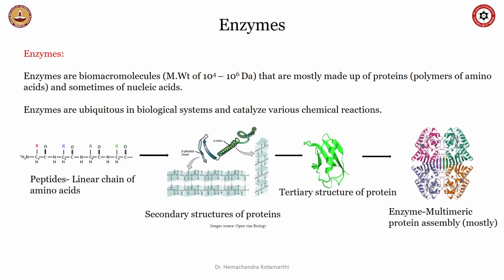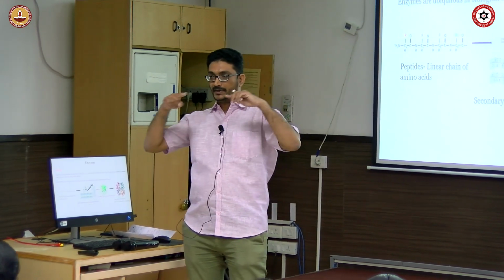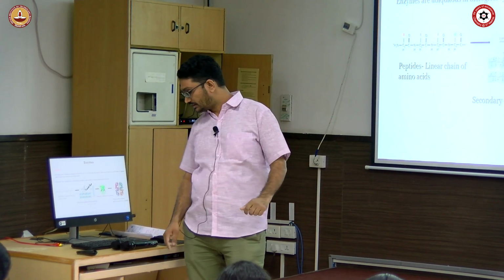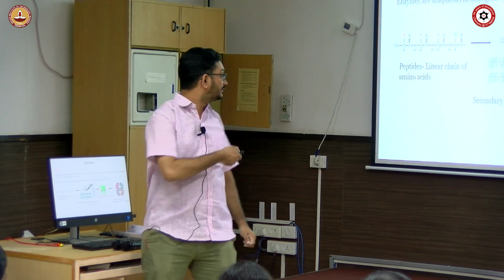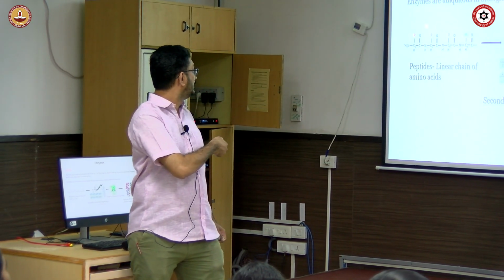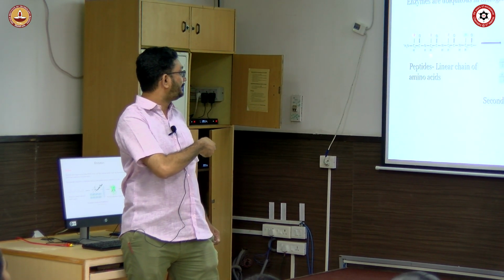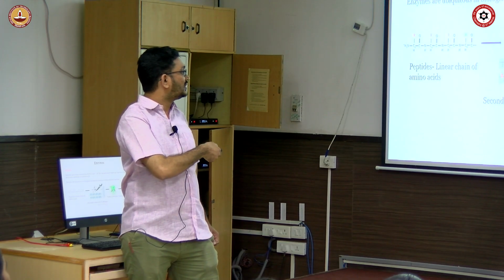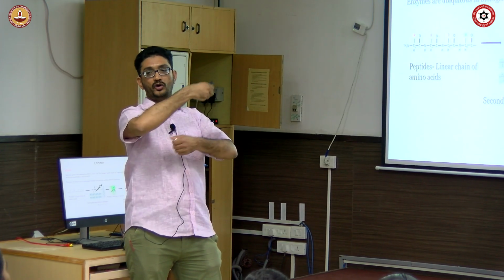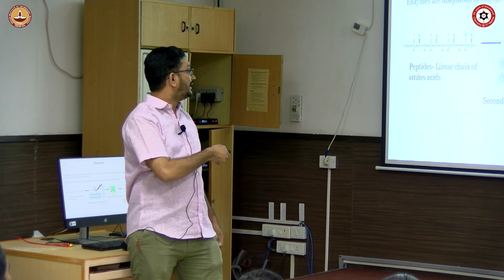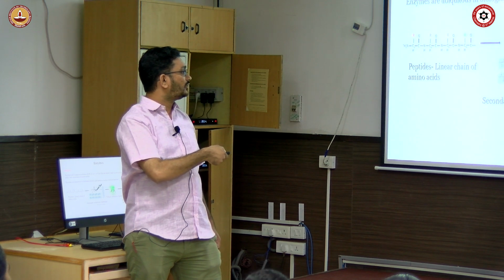Okay, so for those of you who are new to the system of enzymes, this is the chemical nature of enzymes. You have amino acids, then they form polypeptides, then they take what is called a secondary structure. Proteins fold into secondary structures, and these secondary structures further fold into what is called tertiary.